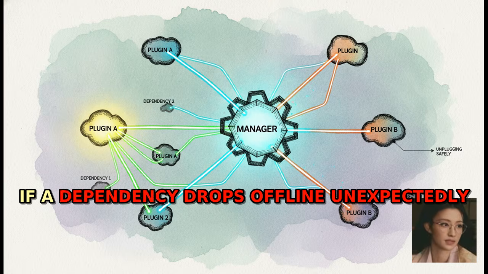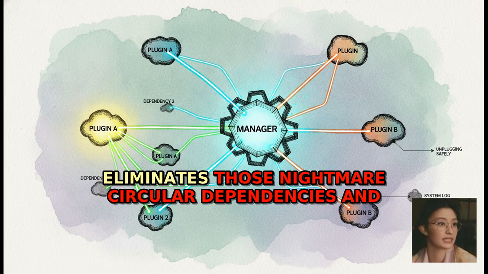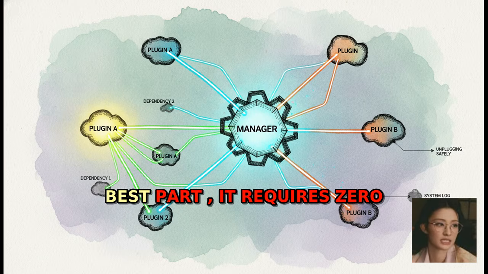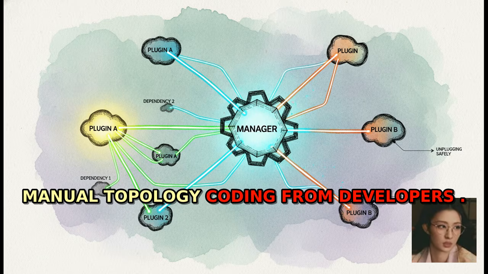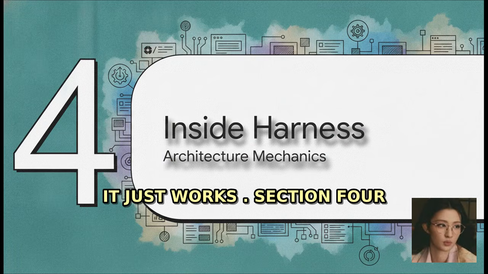And crucially, if a dependency drops offline unexpectedly, the system safely auto-deactivates the plugin. This completely eliminates those nightmare circular dependencies and startup crashes. Plus, the best part, it requires zero manual topology coding from developers. It just works.